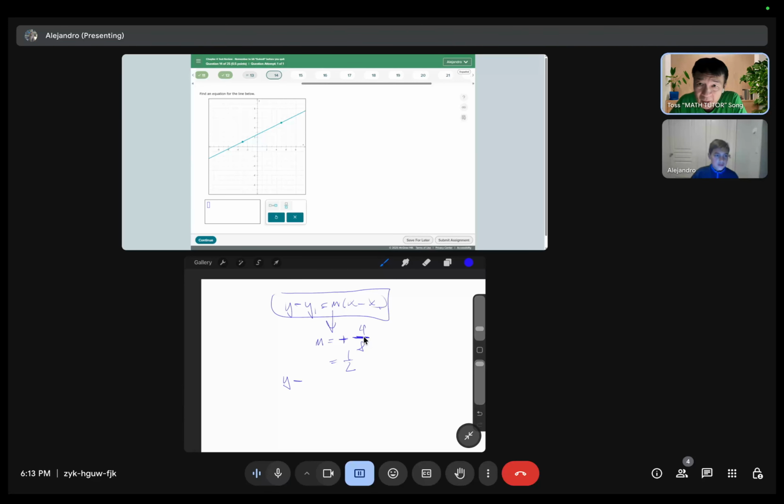I'll pick the positive value, like the one that's in the first quadrant. Is that okay? So what is that point? What is the y value of that point? The y value is 5. Okay. And then the slope is 1/2. Then x minus the x is 5 also. Right? Okay. So it's 5 minus 5.